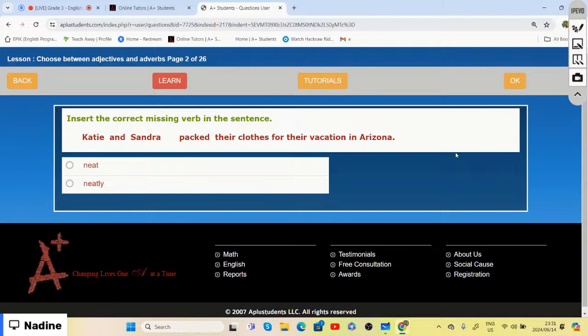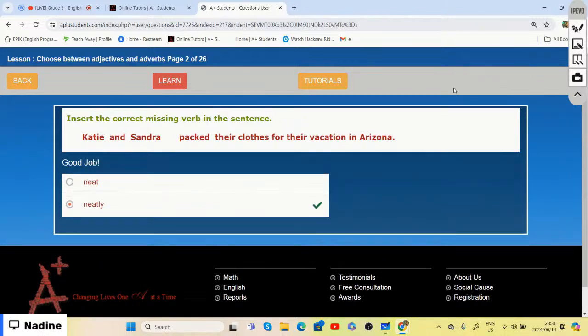All right, so it says Kathy and Sandra. We will say they neatly packed their clothes for the vacation in Arizona. And the reason why it's neatly is because if you look at that word packed, packed is something that you do, which means that it is a verb. So neatly packed is an adverb that tells us about the verb. Option two is correct. So well done.